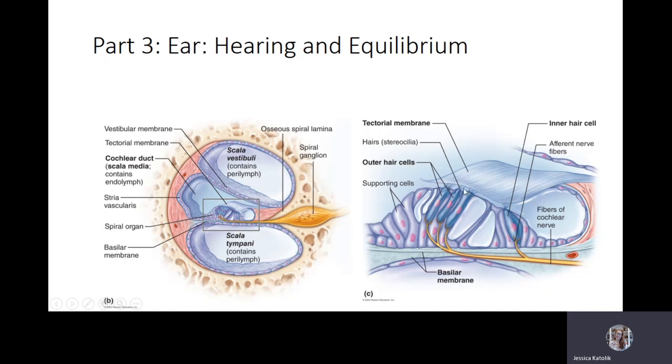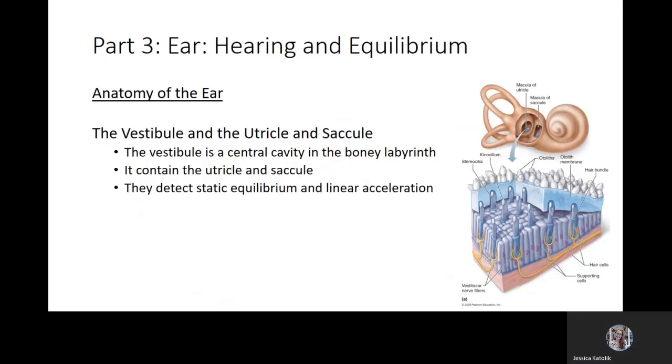This bending will activate the hair cells, and when those hair cells become activated, they will release a neurotransmitter onto the sensory neuron, and that sensory neuron will eventually send that information into the cochlear nerve. So this spiral organ plays a really important role in allowing for that pressure wave to be converted into an action potential, an electrical impulse that the brain can understand. Those are the structures really important for hearing.